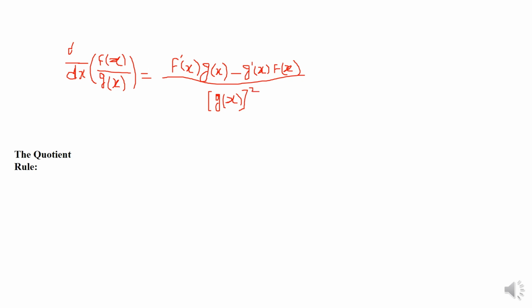So by applying the quotient rule, if we have the question, let f of x equals to 5x square and g of x is 4x plus 3.